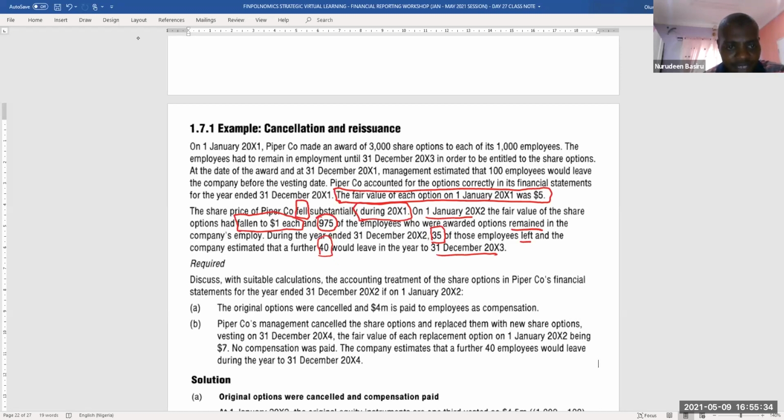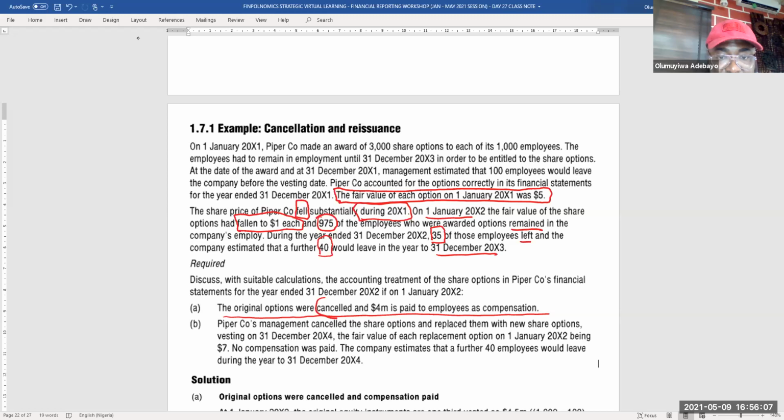Required. Discuss with suitable calculation the accounting treatment of the share options in Piper Co.'s financial statement for the year ended 31st December 20x2, if on January 20x2 the original options were cancelled and $4 million is paid to employees as compensation. Well, let's leave B. Okay, A is still fresh in our memory.